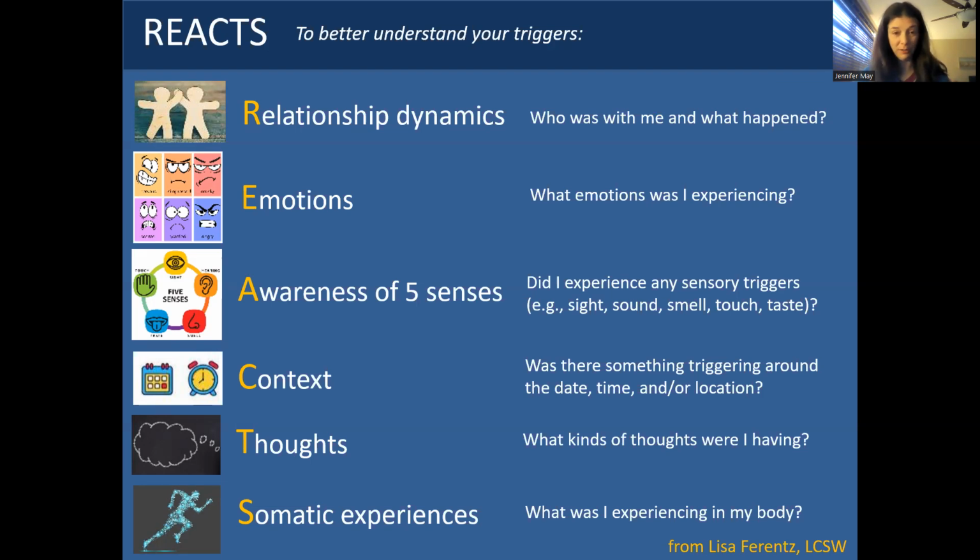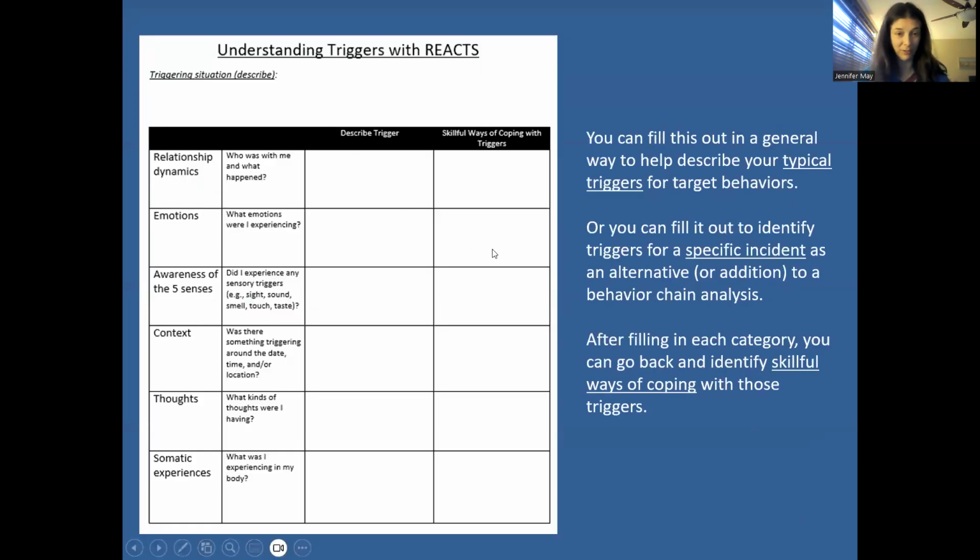All right, so what I'm going to do is show you this here. So you can create this yourself. It's not hard. It's just a table. You could do it in a journal. You could do it on a computer. And the idea is you could take a specific situation, or you could look at your pattern in general, either way. And you could go one by one for each element and describe what the trigger looks like for you.